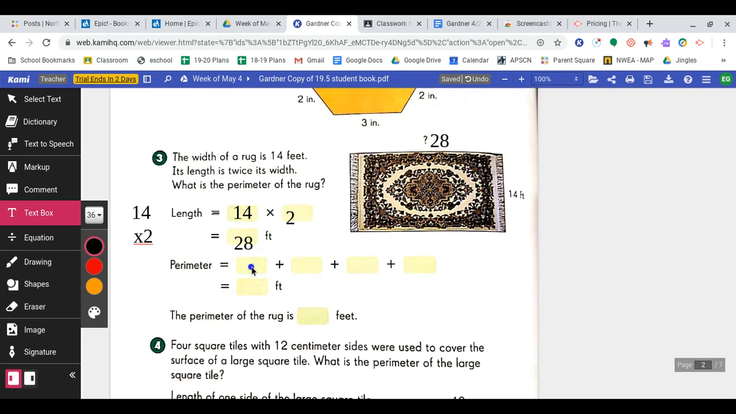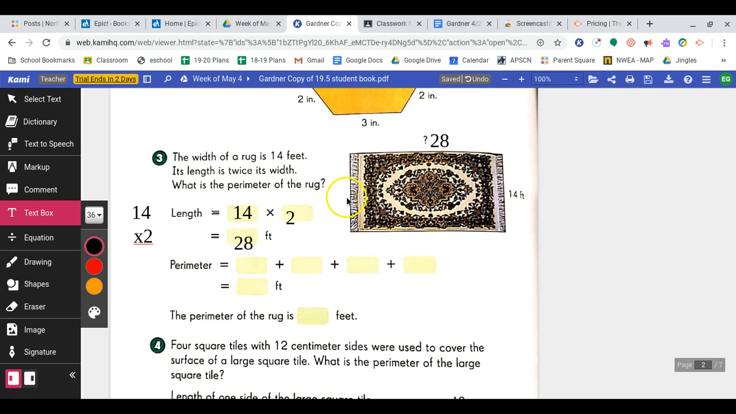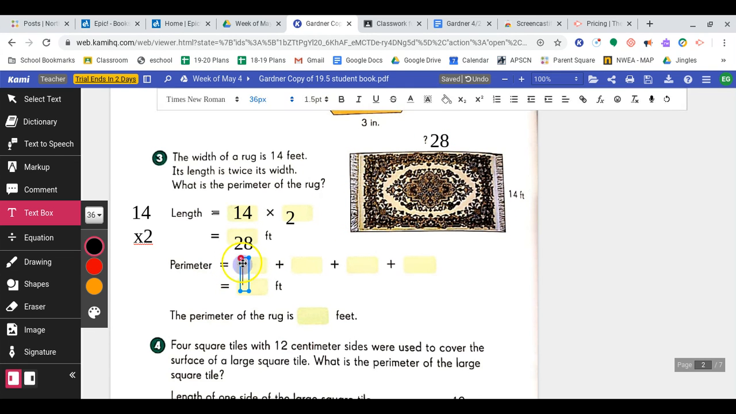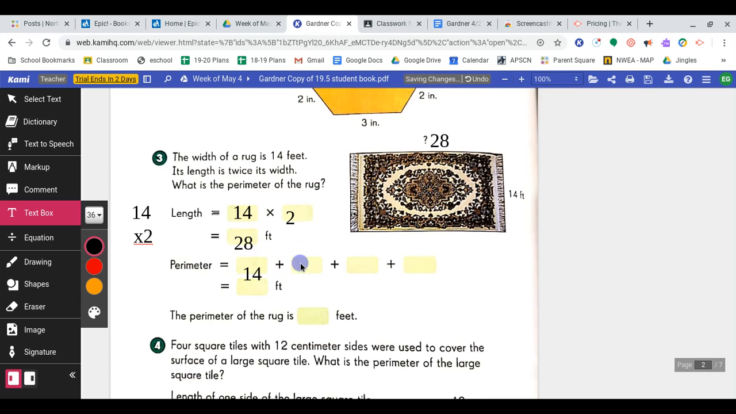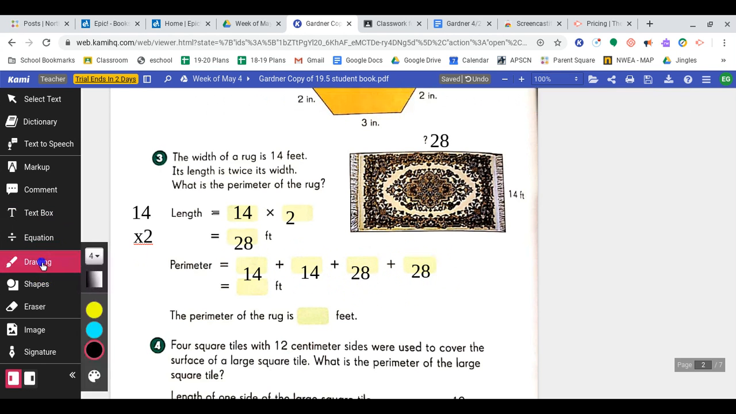To find the perimeter now, we add up all of the sides. And since we know that this is 14 feet, we know that the side that is opposite of it, the parallel sides are the same length. This is also 14. Since this is 28, this is also 28 feet. So we'll write 14 plus 14 plus 28 plus 28. Okay, so you could stack your numbers here if you're unsure. So if you do that, you'd find 28 plus 28 is 56.